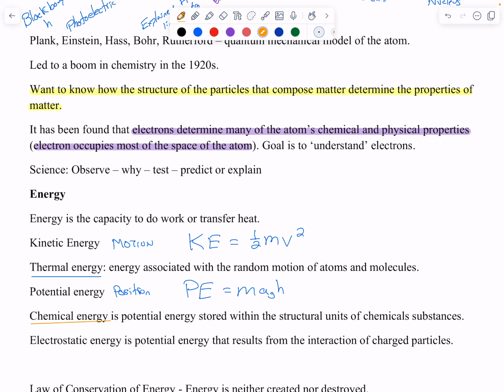Chemical potential energy, and that's stored within the structural units of the chemical substances. Basically, how they're put together, the bonds, and how it works. And then there's also electrostatic energy your book mentions. That's a potential energy that results from the interaction of charged particles.